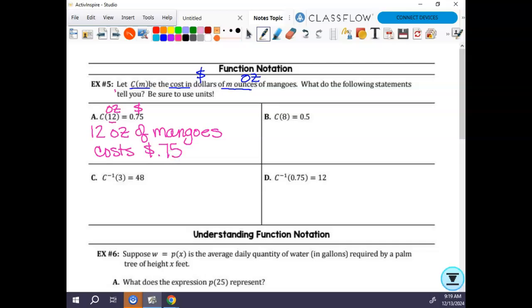Okay, easy enough? If we don't understand what it's even saying, it makes it more difficult for us to figure out what to do. So what does that 8 represent in B? Ounces. And the 0.5 represents dollars. So just like this over here, 8 ounces of mangoes costs 50 cents or 0.5 of a dollar.